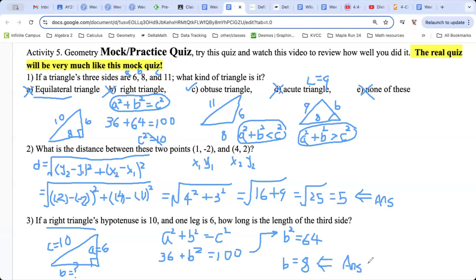Okay, so here are the first 3 problems. You have to decide what kind of triangles you have, carry out the distance formula, and given 2 sides of a right triangle, apply the Pythagorean theorem and figure out the missing side. All right, I'm going to erase this, and we can move on to the last problem.